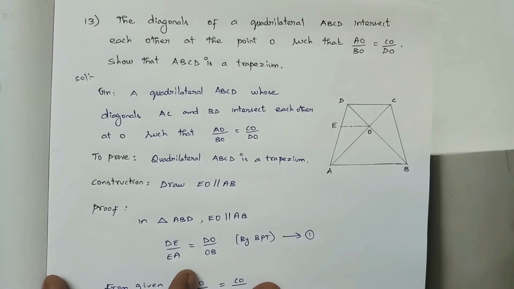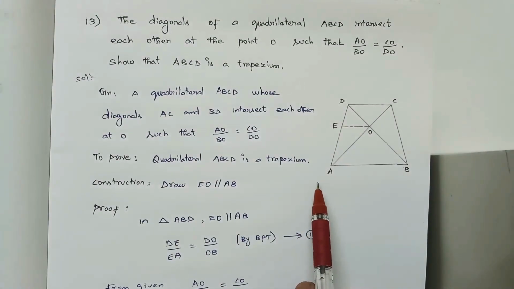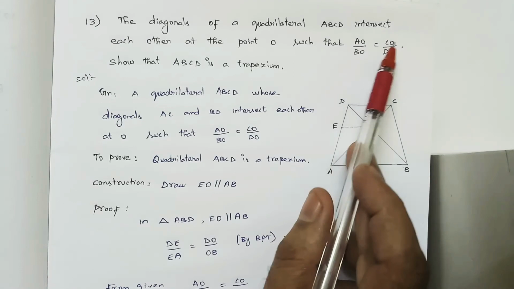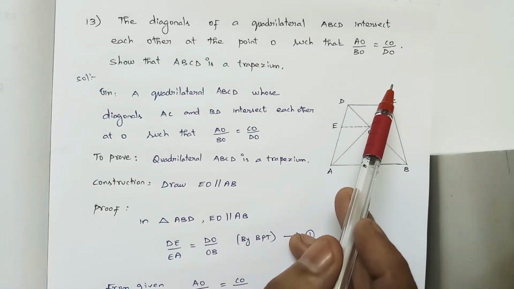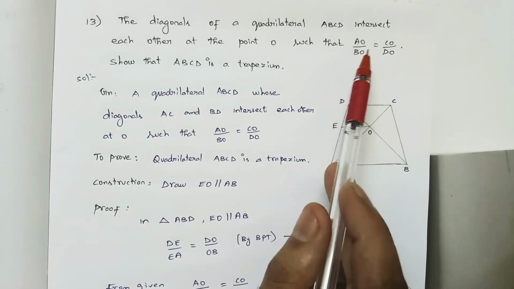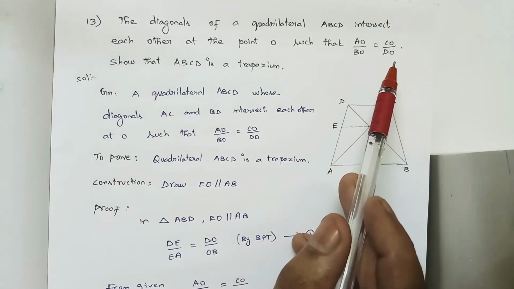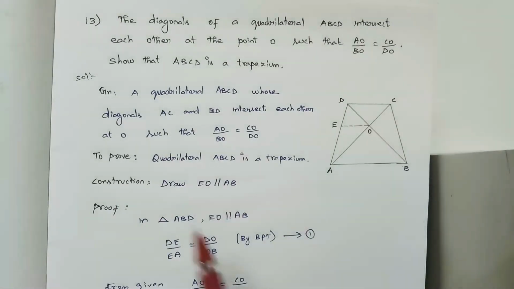This proof is the same as sum number 12, right? In sum number 12, they have given that ABCD is a trapezium, and they ask you to prove that AO by BO is equal to CO by DO. Here it is vice versa. They have given AO by BO is equal to CO by DO, and ask you to prove that this ABCD is a trapezium.